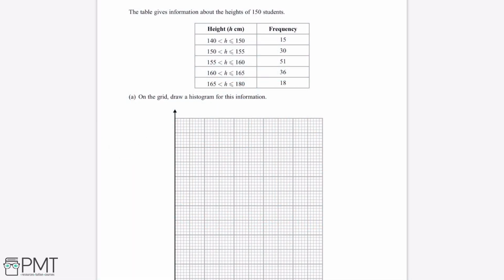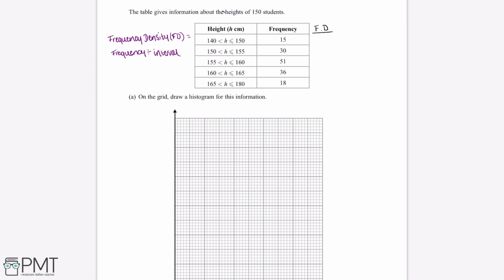The table gives information about the heights of 150 students. On the grid, draw a histogram for this information. So in order to draw this histogram, we'll need to work out what the frequency density for this table of information is. So the frequency density is equal to the frequency divided by the interval. So what we can do is add an extra column to this table and then work out the frequency density for these 5 pieces of information.